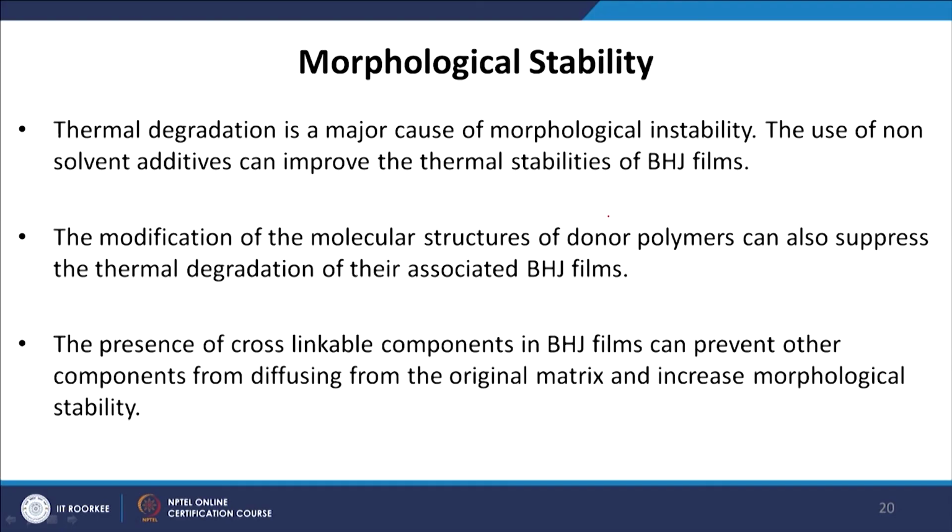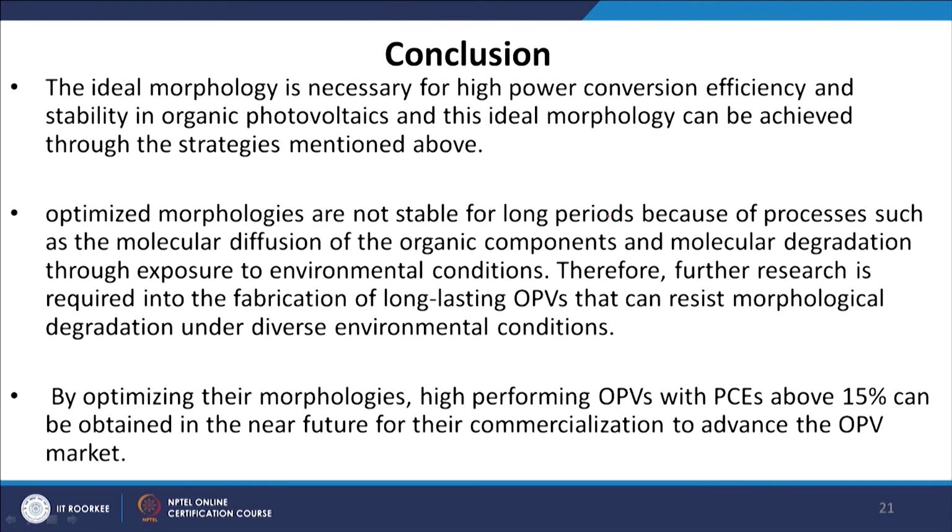The modification of the molecular structures of donor polymers can also suppress the thermal degradation of their associated BHJ films. The presence of cross-linkable components in BHJ films can prevent other components from diffusing from the original matrix and increase morphological stability. The ideal morphology is necessary for high power conversion efficiency and stability in organic photovoltaics, and this ideal morphology can be achieved through the strategies mentioned above.